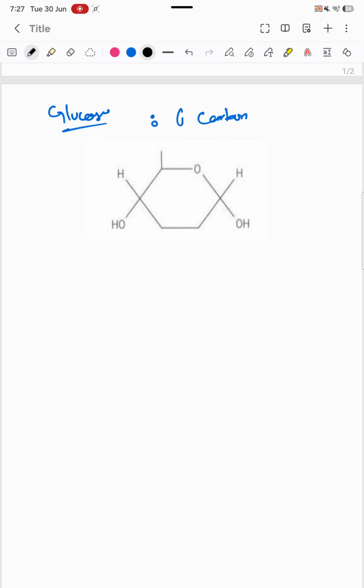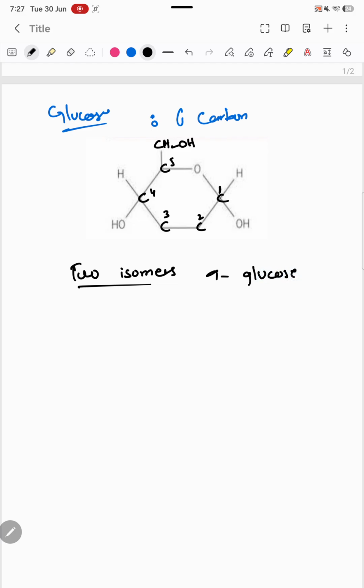What is glucose? Glucose contains 6 carbons. This is carbon number 1, this is carbon number 2, this is carbon number 3, carbon number 4, here carbon number 5, here is carbon number 6. So glucose has 2 isomers. One is called alpha glucose, the other is called beta glucose.